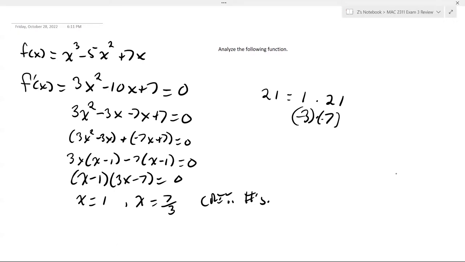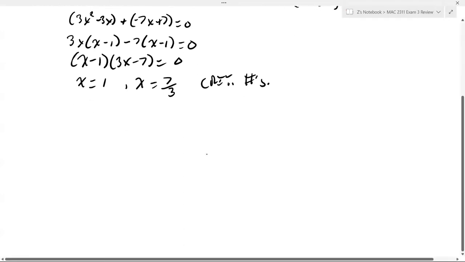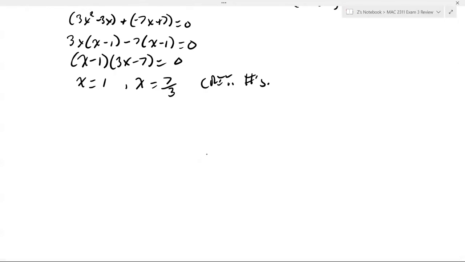So the next thing we're going to be asked here is to identify the open intervals upon which the function is increasing and decreasing. So intervals increasing and decreasing. And they're going to be broken up by these critical numbers. These are the only places that could happen. And so we have 1 and 7/3.